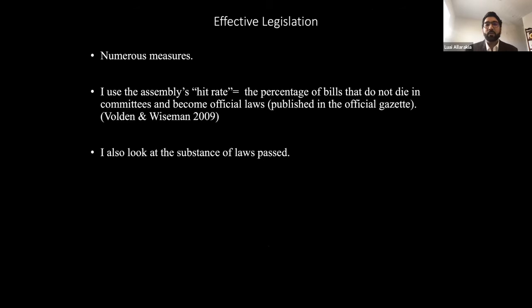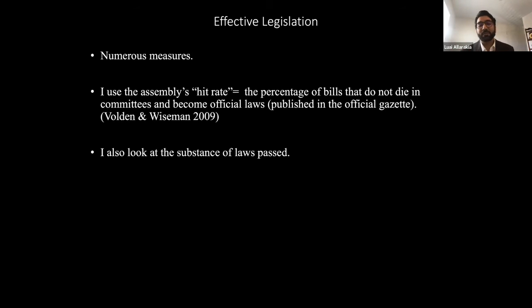Okay, so how do we measure effective legislation overall and for my specific purposes? Well, there's numerous measures. I don't want to go through them again due to time constraints, but I'll tell you the measure I use, which is called a hit rate. It's the percentage of bills that do not die in committees and actually become official laws in the official gazette. This is a measure used by Volden and Wiseman to measure the effectiveness of single legislators in Congress. I utilize the same measure, but for the whole assembly.